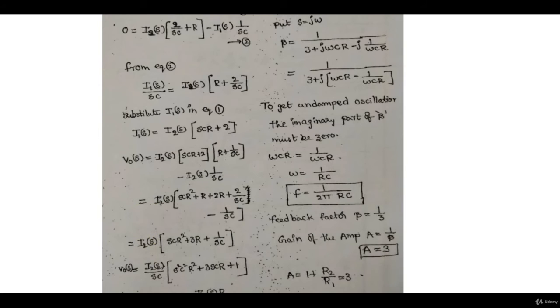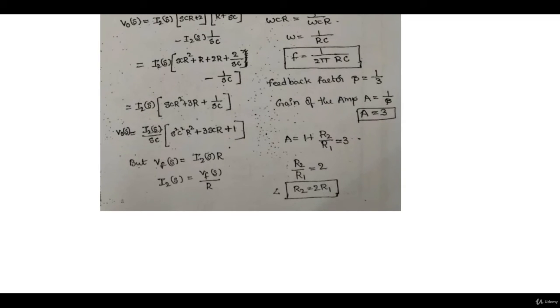Okay, so from here you can calculate V0 is equal to I2S divided by SC S square C square R square plus 3 SCR plus 1, but VF is I2S into R. Okay, the output current into the resistance value. So I2S you can write it as VFS divided by R. From there you will get the value of V0 by VF.